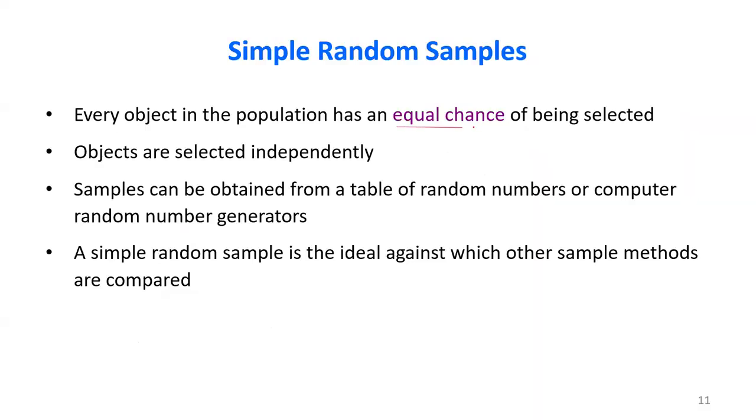So this is important. Every object will have an equal chance to be selected. Okay, and the objects are selected independently. So it is known as sampling with replacement. With replacement means now every object is not dependent on any other object. So every object will have an equal probability to be picked up.